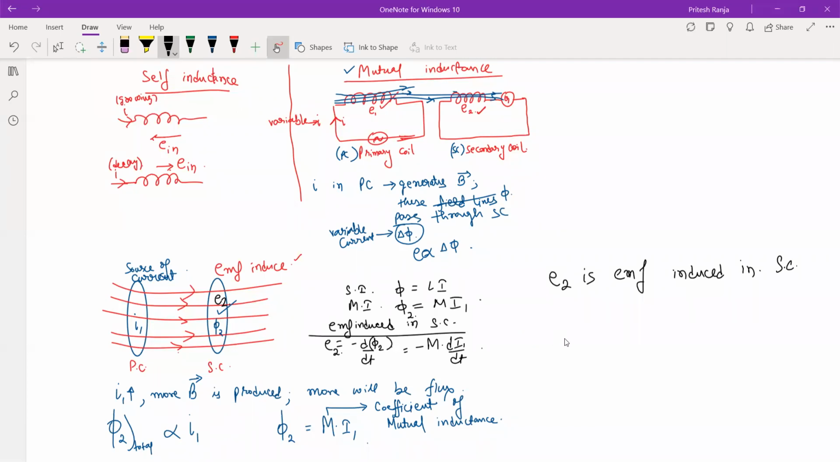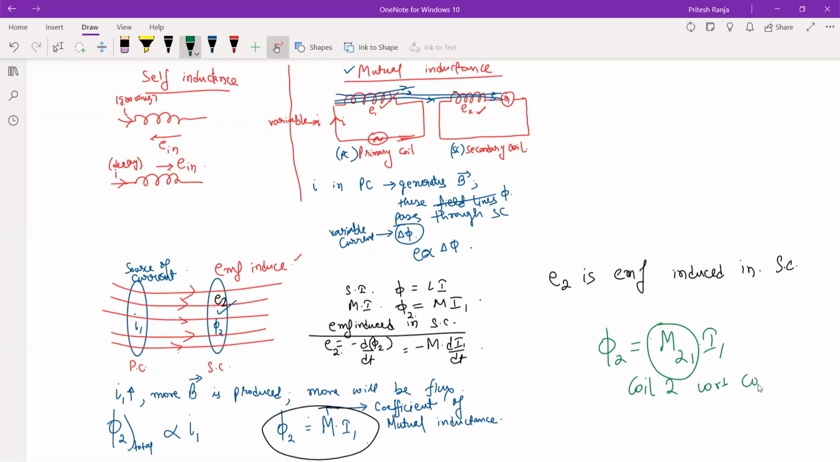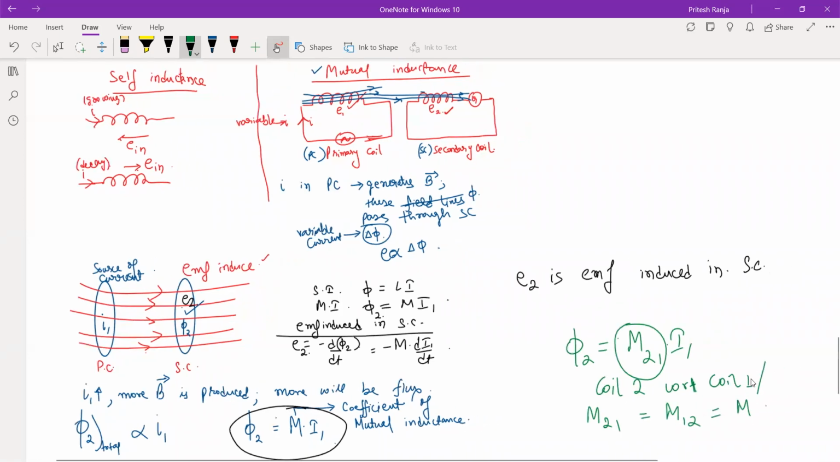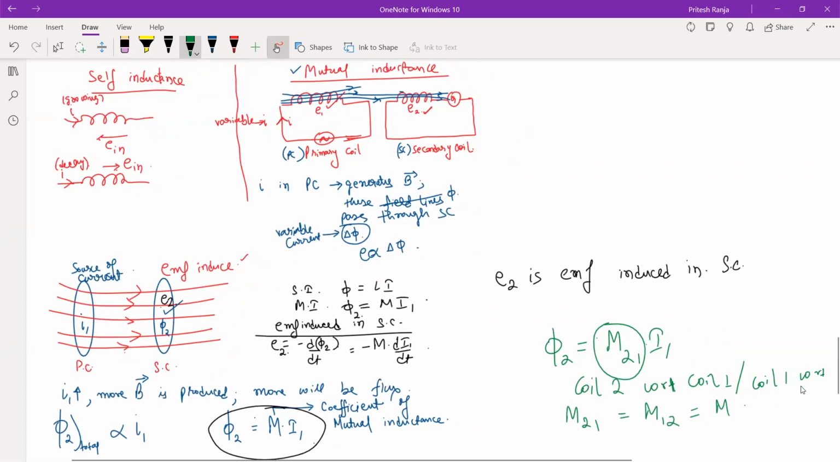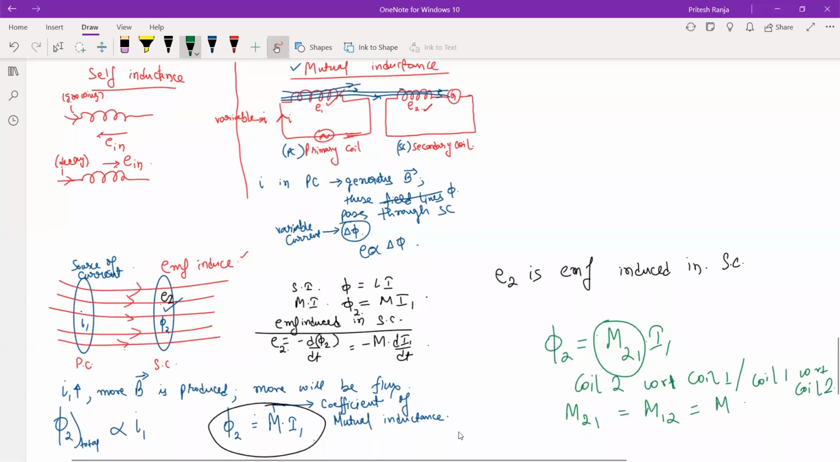Somewhere you will also see this equation in this form. Somewhere it will also be written that phi 2 is equal to M21 into I1. So what does this M21 mean? Coefficient of mutual inductance of coil 2 with respect to coil 1. This is coil 2 with respect to coil 1. And M21 is equal to M12, that we take as M. So whether we talk about coil 2 with respect to coil 1 or coil 1 with respect to coil 2, numerically they are the same.